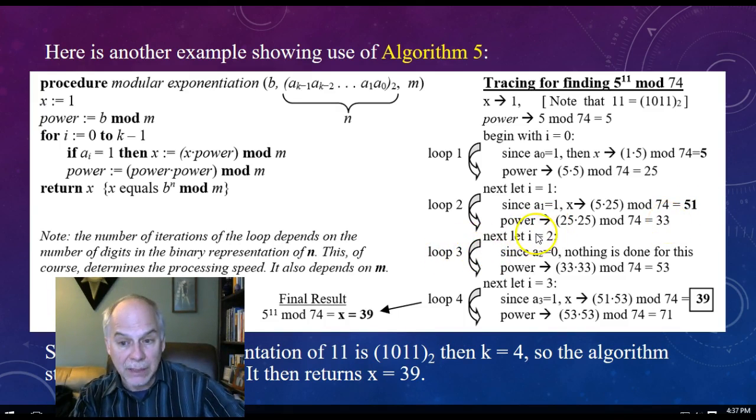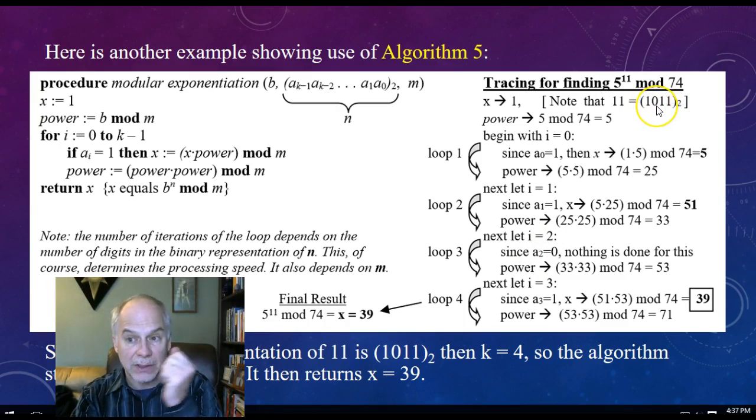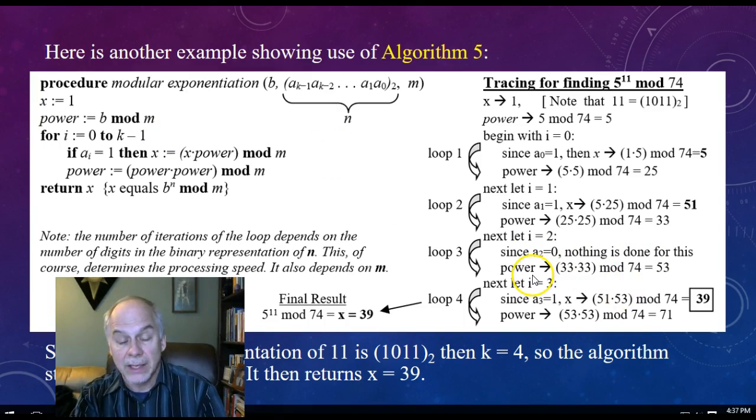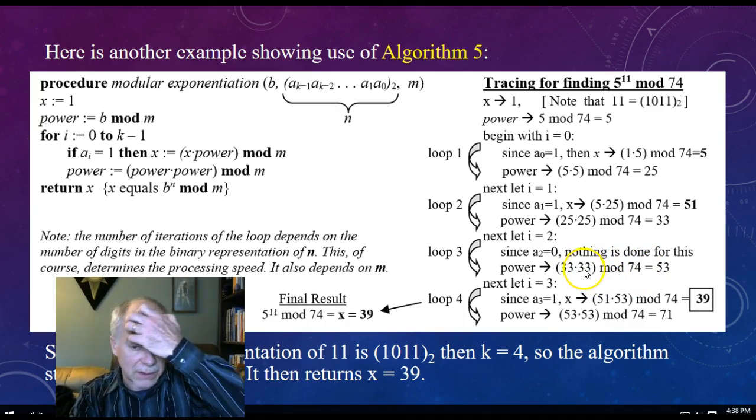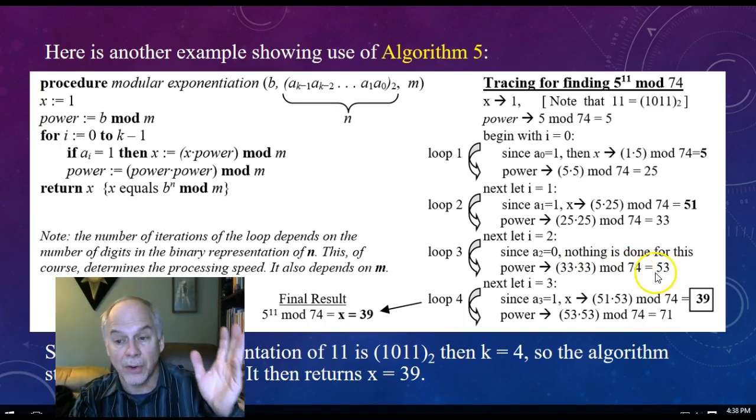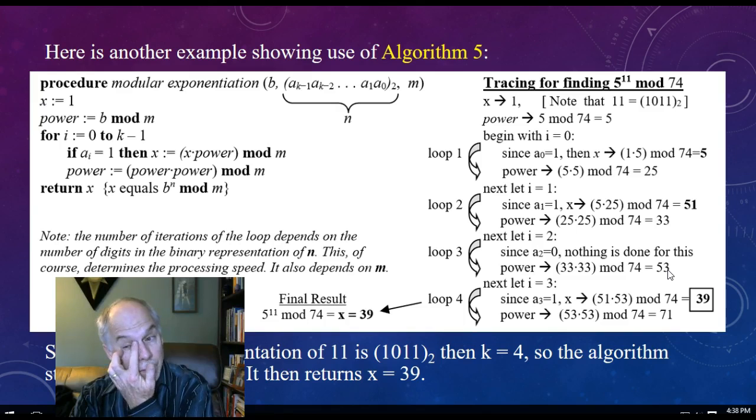Then in loop 3, when i is 2, it looks at A2. A2 is the third digit from the right, which is 0 here. So it's not equal to 1, and nothing is done after the then. It goes on to the next line and changes the power to 33, the previous value of power, times 33. That's a large number, but the remainder when you divide it by 74 is 53. So it figures out the mod, which is 53. Now it goes on to the next loop when i is 3.